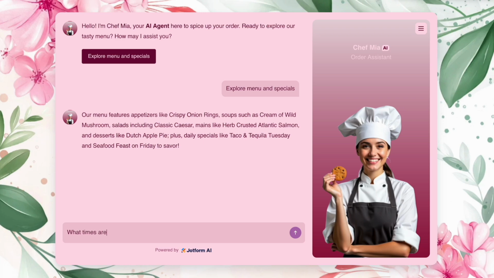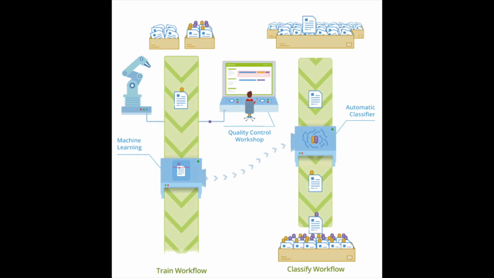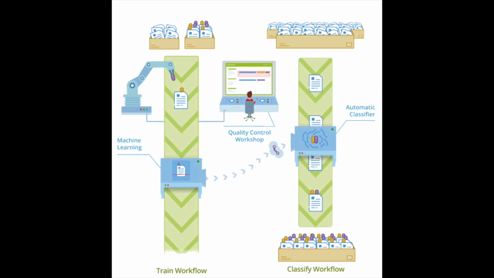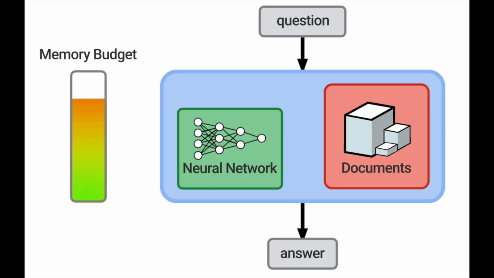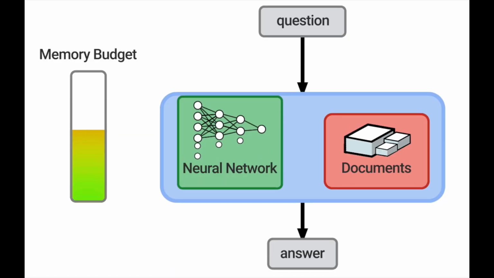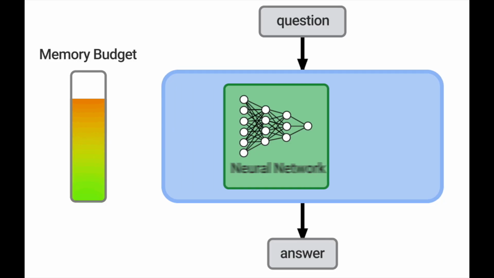These are virtual assistants that don't just respond with preset answers. They actually understand what people are saying. They use machine learning, which means that they can be trained with your specific information, and natural language processing, which lets them understand and respond to human language in a natural conversational way.